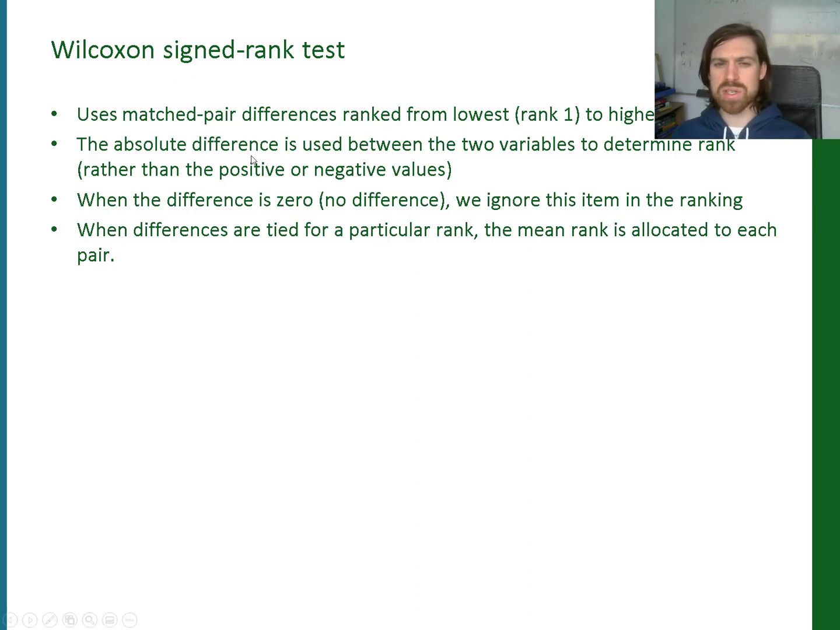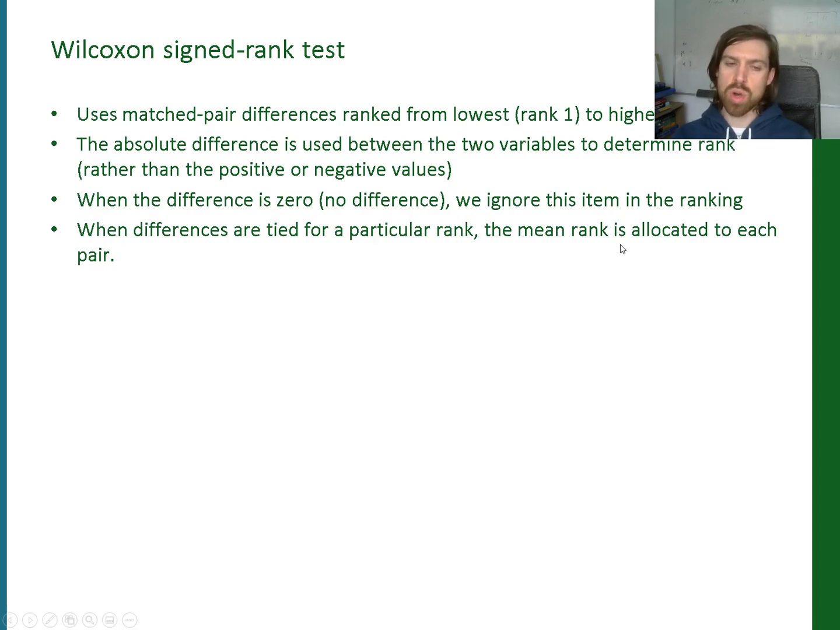What we do is we take the absolute difference between the two variables to determine the rank. So this is the difference between the first sample point. Say you sampled weather data from cornfields in 1974, and then you resampled the average temperature for 1994. Essentially, we're taking the absolute difference between those values if this is the right test to use for those data. When the difference between those two values is 0, so when essentially there's no difference, we basically just ignore these items in the ranking because there was no change. But then when the differences are tied for a particular rank, the mean rank is allocated to the pair.